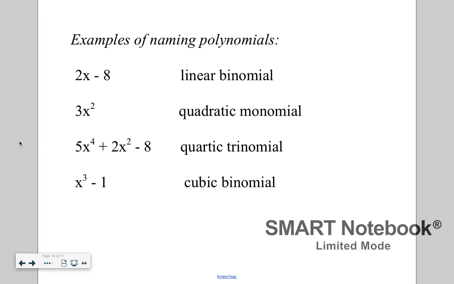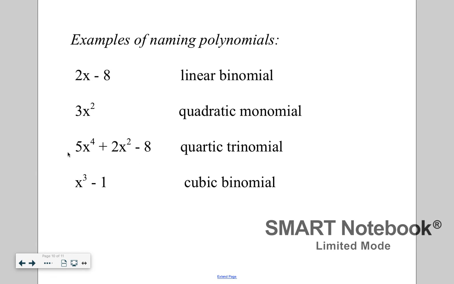So this first polynomial, I see that there are 2 terms, right? The 2x and the -8. That makes it a binomial. And because the highest degree here is 1, it's a linear binomial. For some reason, even though we say the degree first, I tend to focus on number of terms first. So in the second example, it's a monomial, right? There's only 1 term, and its degree is 2, so it's a quadratic monomial.